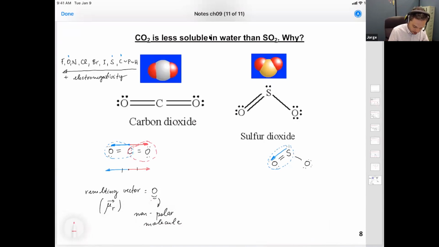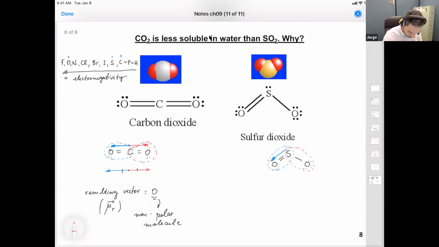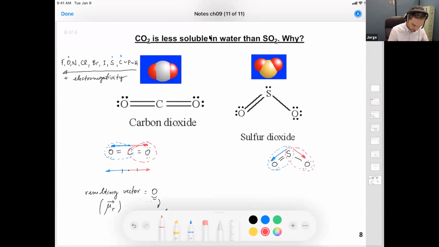And then the same thing for the oxygen atom to the right side of the drawing. Is the same situation. So we are going to have a pull from the sulfur towards the oxygen atom. So we are going to represent that by a vector that starts on the sulfur and points to the oxygen.